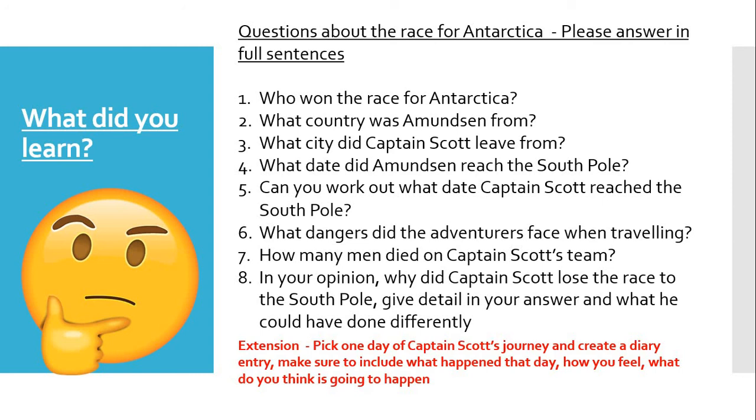The extension, which I hope most people reach and attempt, it doesn't have to be a page worth of writing, but I would like some detail in it. I would like you to put a diary entry from a member of Captain Scott's team. And it only has to be a day. What you need to make sure you include is what happened that day. Were there any key events? Or you can mention things that you've learnt in this lesson.